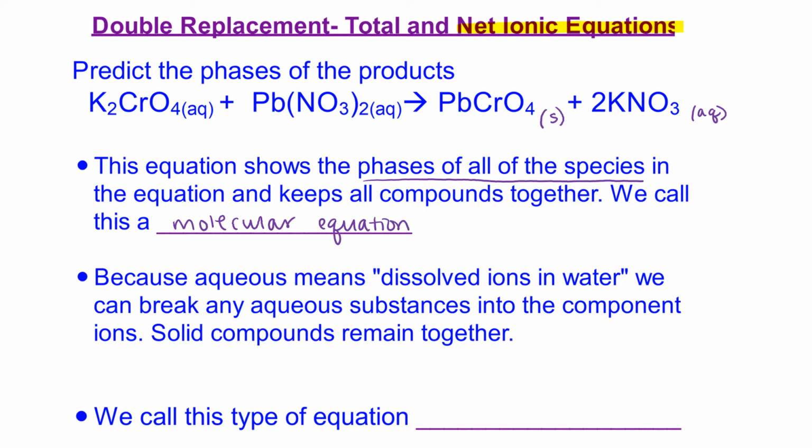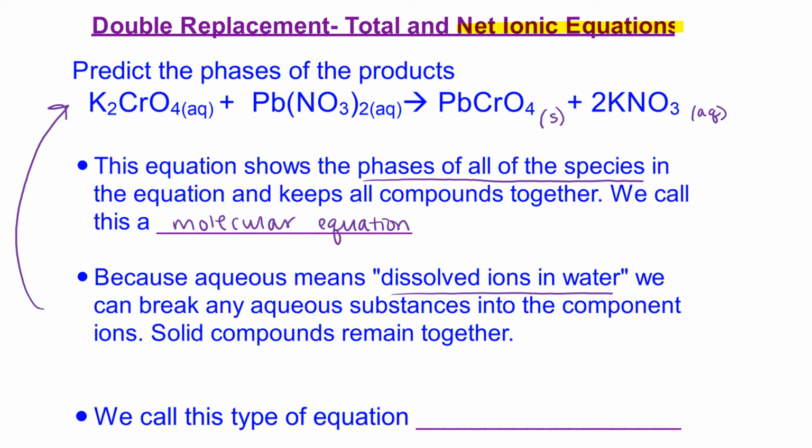But we know that aqueous means dissolved in water. So we know that any of the aqueous substances are going to be able to break down into the ions that make them up. So what we're going to do right now is look at the equation we were just working with, and we're going to break all of the aqueous substances into the ions that make them up, and all of the solids are going to remain the same.